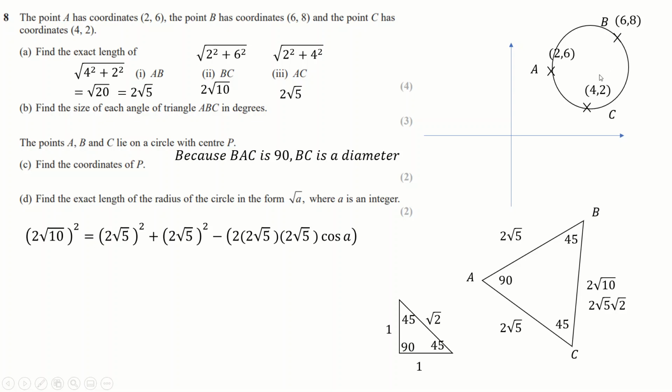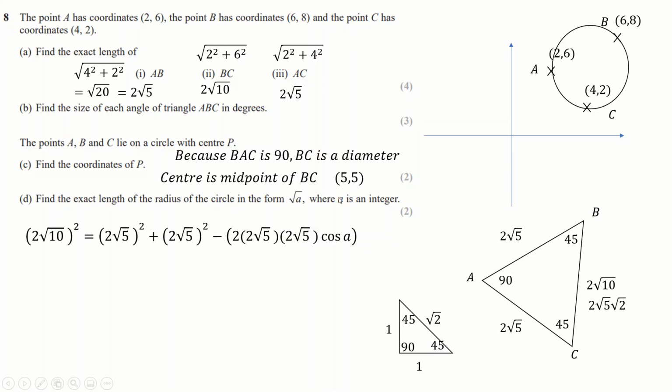And so if P is the center of the circle, and BC is the diameter, then P is just the midpoint of the points BC. So clearly the coordinate 5, 5. Okay. So I can just use the midpoint of BC there.